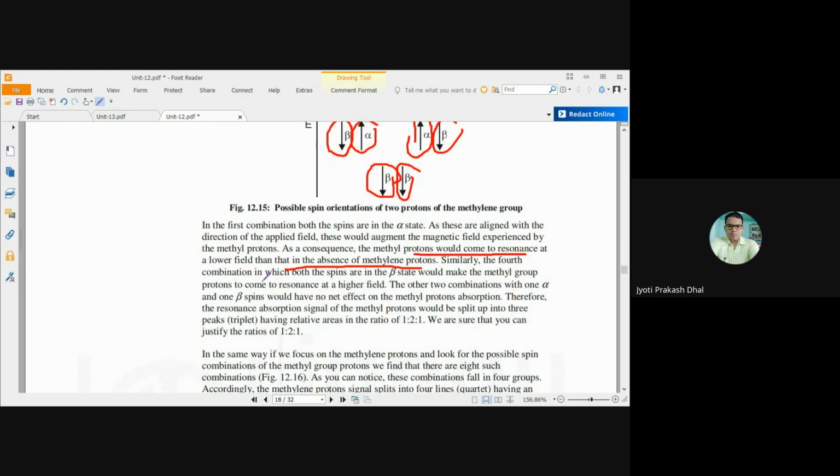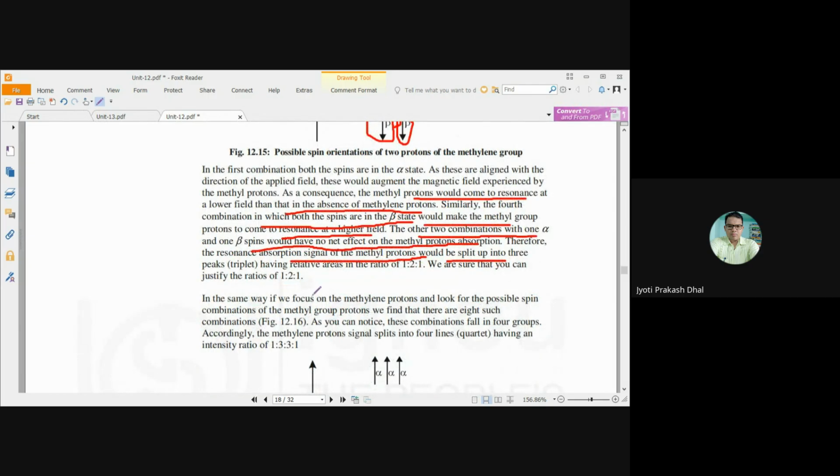Similarly, the fourth combination, in which both the spins are in beta state, would make the methyl protons come to resonance at a higher field. The other two combinations with one alpha and one beta spin would have no effect on the methyl protons' absorption. Therefore, the resonance absorption signal of the methyl protons would be split into three peaks, that is a triplet, in the ratio of 1:2:1.